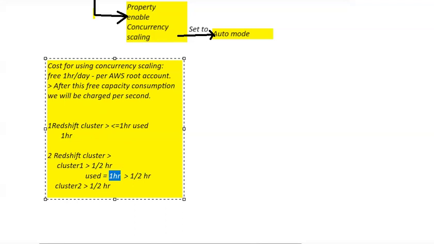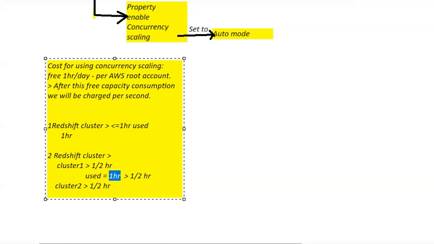So the first 1 hour you won't be charged if you have only one cluster. If you have multiple clusters, then the free time will be distributed among your clusters. Since I have two clusters, the first cluster has half an hour free time and the second cluster has half an hour free time to utilize. So if I utilize the first cluster for 1 hour, I will be charged only for half an hour, because half an hour is free capacity.